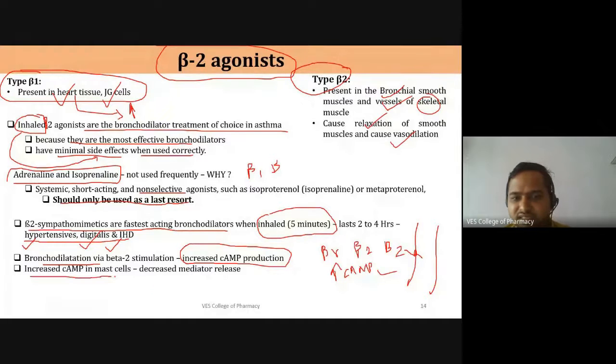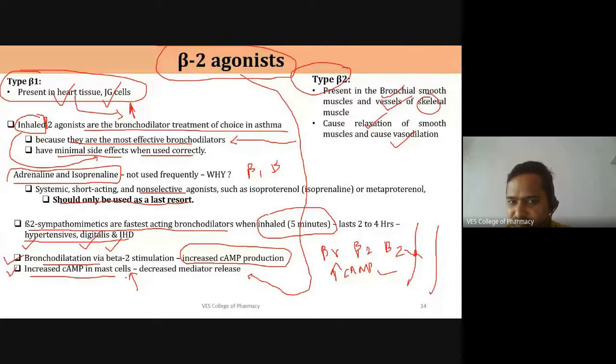So there is an increase in cAMP, and not only in the smooth muscle, they act indirectly also. This beta 2 agonist has two types of advantages, because of which we call them the most effective type of treatment. One is a direct effect. What is a direct effect? They directly act on the smooth muscle. Second is the indirect effect. What do they do in the indirect effect? They bind on the mast cell.